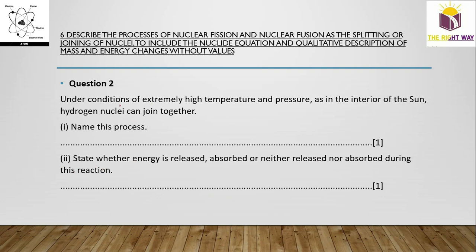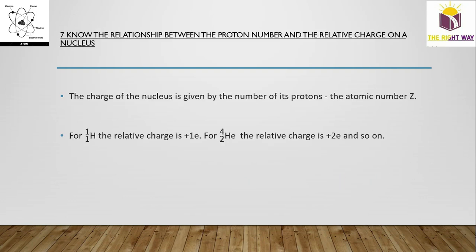Okay, question number 2. Under conditions of extremely high temperature and pressure, as in the interior of the sun, hydrogen nuclei can join together. Name this process. This process is called nuclear fusion reaction. State whether energy is released, absorbed, or neither released nor absorbed during the reaction. So we need to know that energy is released in this process. A large amount of energy is released.